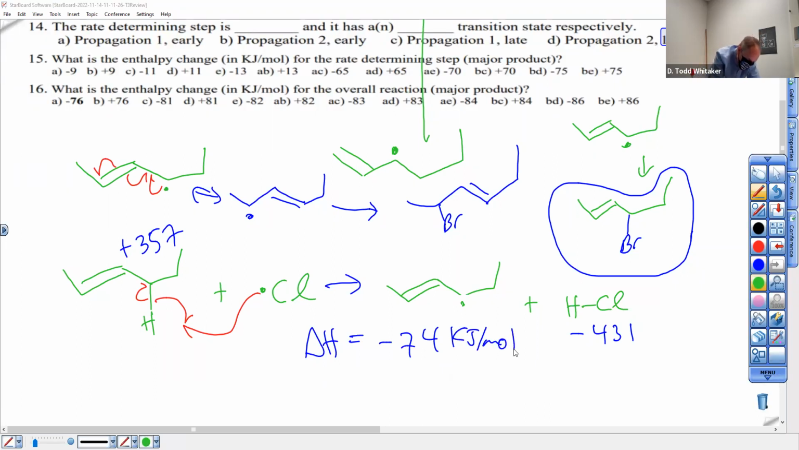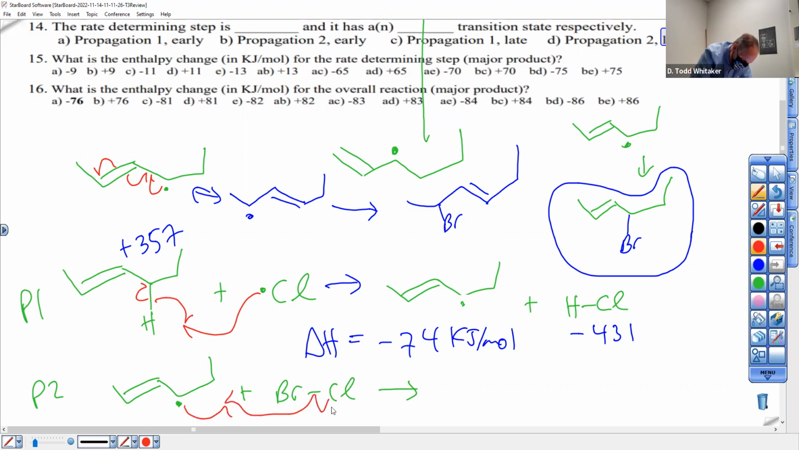Prop 2. P1, P2. P2 grabs a Br from BrCl. It is BrCl, I hope, right? Hooking up, hooking up. We have to be experts in this mechanism. It's the only one. I have an announcement about a mechanism in chapter 8 that isn't going to be on the test. Professor, do we have to do this part?